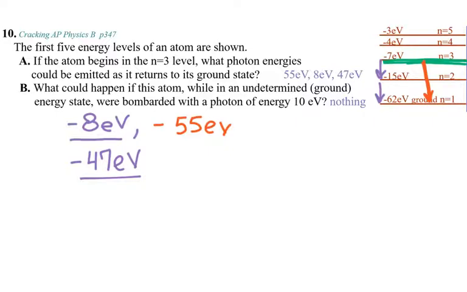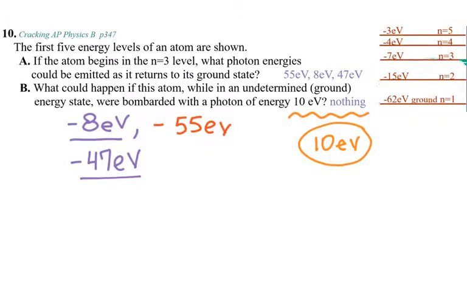And the next question is, what could happen if this atom, while in the ground energy state, were bombarded with a photon of energy 10 electron volts? So if you have 10 electron volts coming, what would happen? Let me erase this part right here. So here is the photon of 10 electron volts coming.